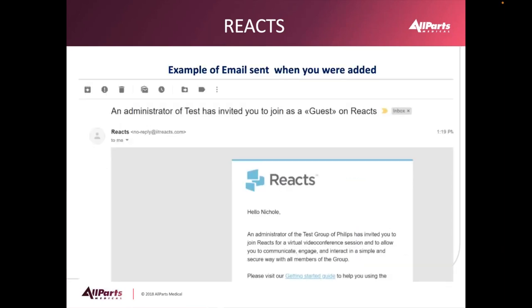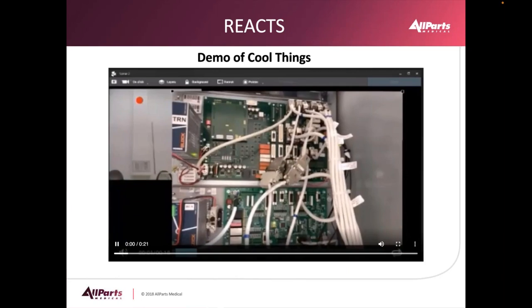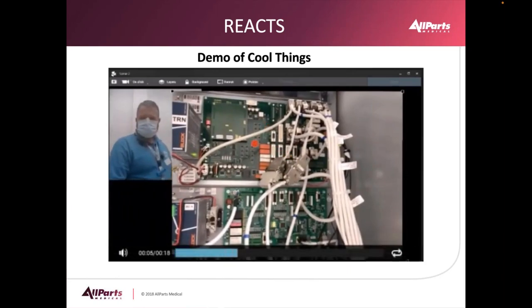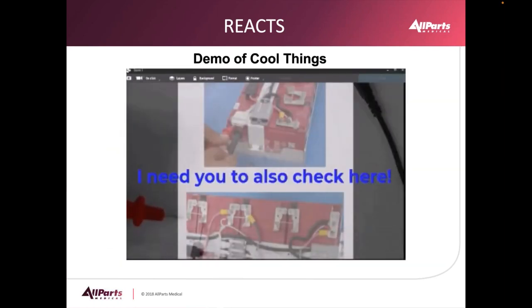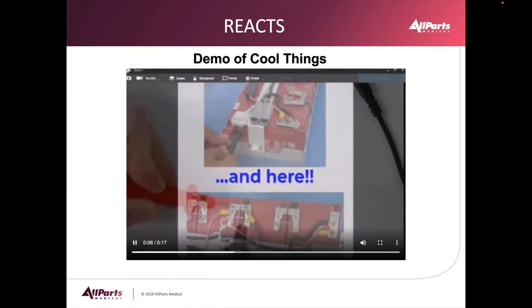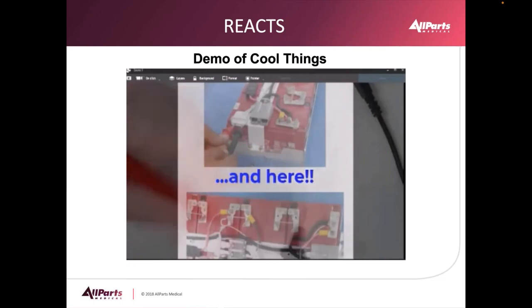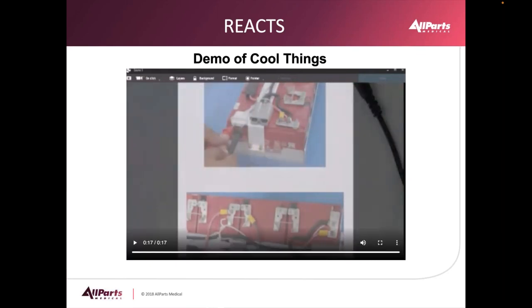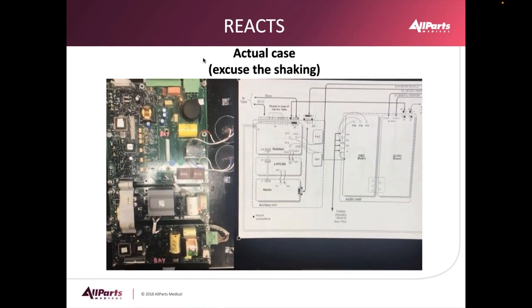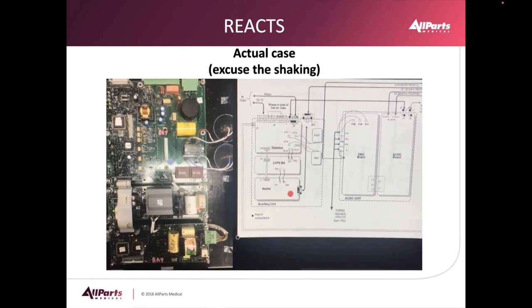This is an example of an email sent to you when you are added. This is a demonstration using REACT to use the pointer to show the FSE where to go and where to look for the problem. This is a display of an overlay that we're capable of doing. This is an actual session where we're working with an FSE, with the components on the left and the block diagram on the right, showing the flow of the signals.